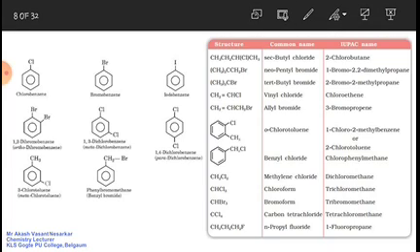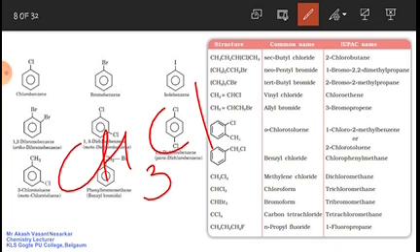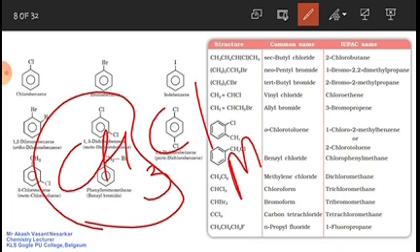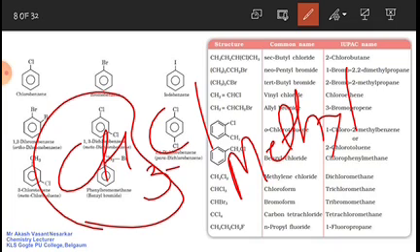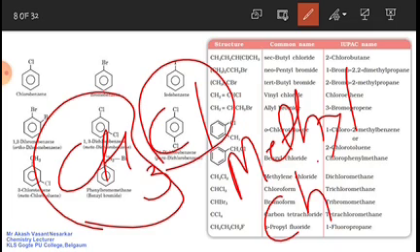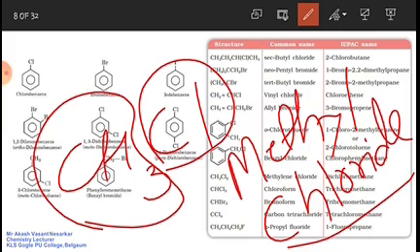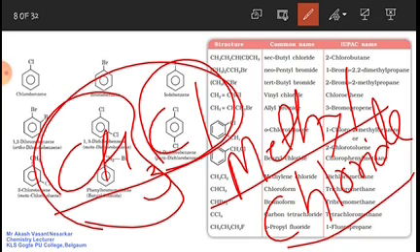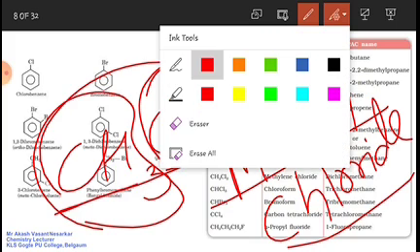For example, suppose the molecule is CH3Cl. How are we going to write the common name? First you have to name the alkyl group present in this molecule, followed by the halogen. Alkyl group means hydrocarbon part, and this is methyl, followed by the name of the halogen, which is chloride. Don't write chlorine; methyl chlorine is wrong. You should write methyl chloride. So methyl chloride is the common name of CH3Cl. First name the alkyl group, then the halogen.